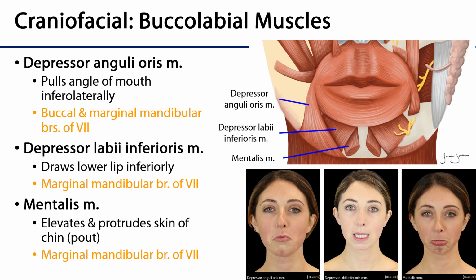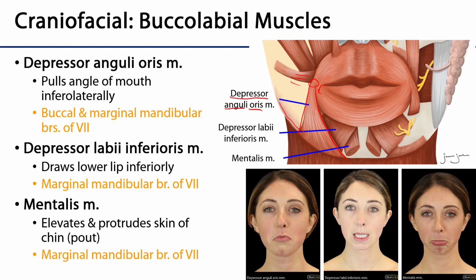Now, some of the frowny muscles. Let's start with depressor anguli oris. Depressor anguli oris is originating from that, or I should say attaching to the modiolus and going down to the mandible there. Depressor depresses the angle of the mouth, so it pulls the angle of the mouth inferolaterally. And this muscle is innervated by both buccal branches of the facial nerve as well as the marginal mandibular branch of the facial nerve.